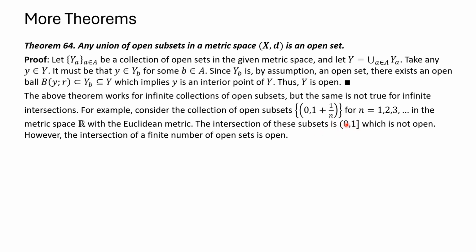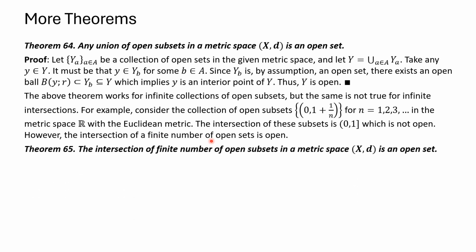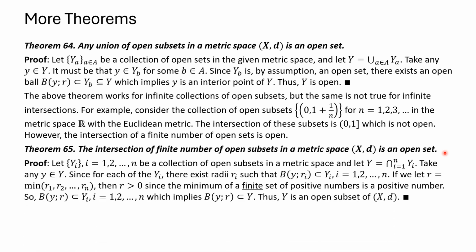So you have this set here. This is neither open nor closed. So that dashes the hope that maybe the infinite intersection of open sets is also open. However, we have that the intersection of a finite number of open sets is open. That's our theorem here. So that's of some use to us. Let's see if we can prove that.